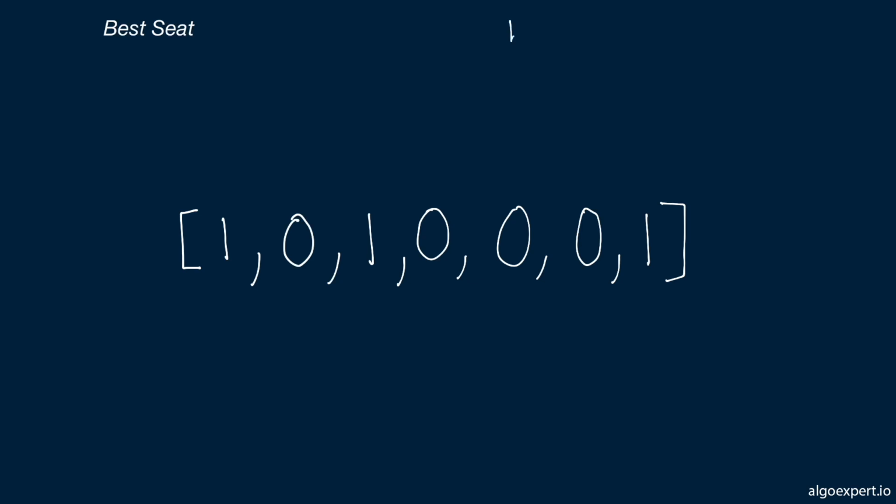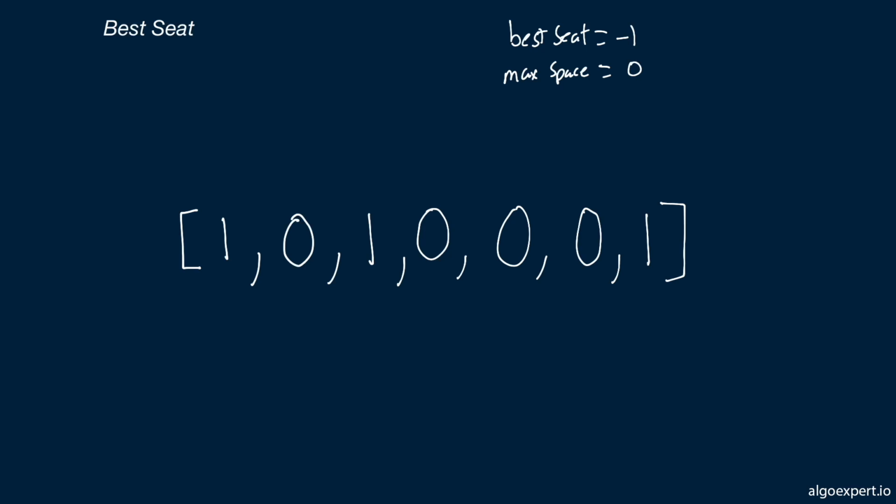So we can say initially we have a best seat, and best seat is initially going to be -1 because currently we have not found any seat that we can actually sit in. And then we can also keep track of how much space this seat gives us. So we can say we have a max space, and we will set this initially to be 0, and we will update this once we find a seat that we can actually sit in.